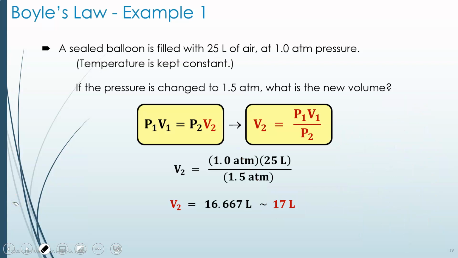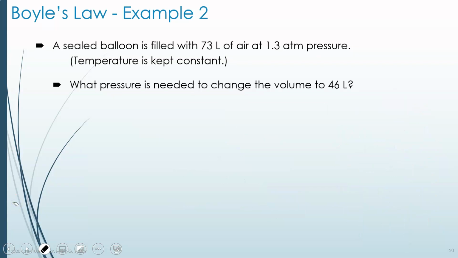I'll clear this, and let's look at another problem. Another sealed balloon is filled with 73 liters of air and at 1.3 atmospheres of pressure. Temperature is kept constant again. What pressure is needed to change the volume to 46 liters?